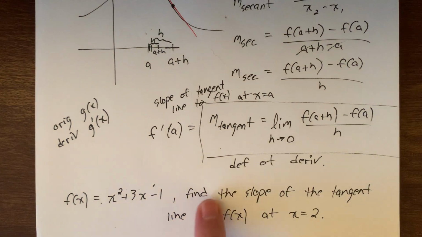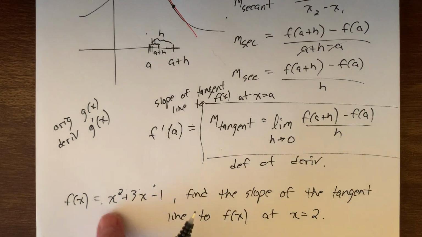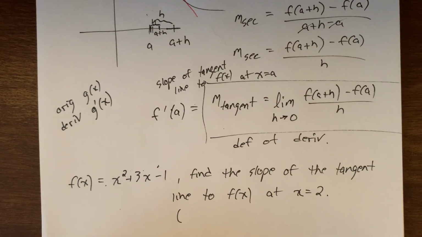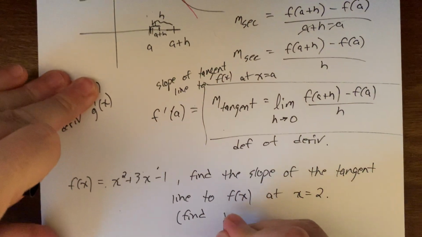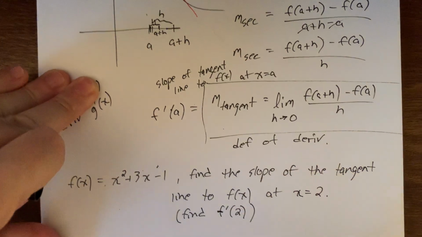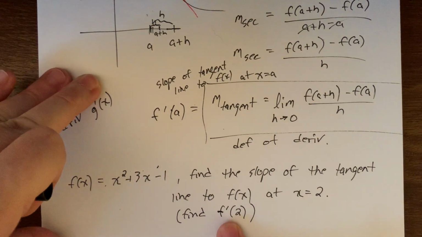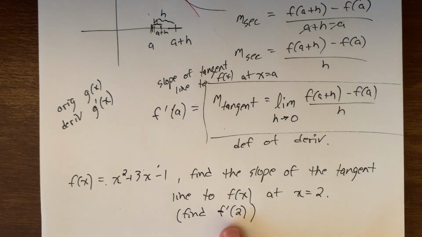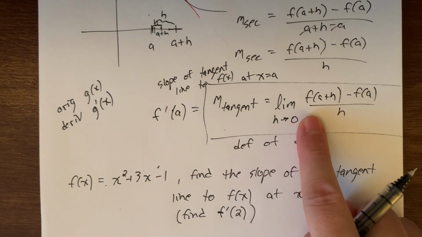Given this function, here are our directions. The very first thing I want to point out is the notation. If you are given this function with these directions, an alternative, a synonymous set of directions would be find f prime of 2. Here, we're spelling it out. Here, starting to embrace the notation. So that's definitely something.